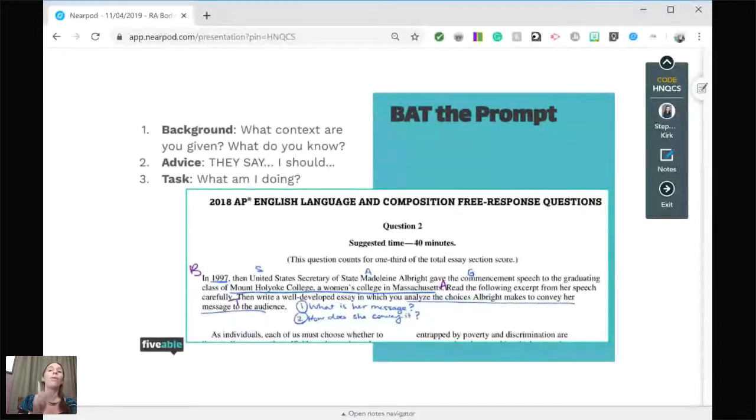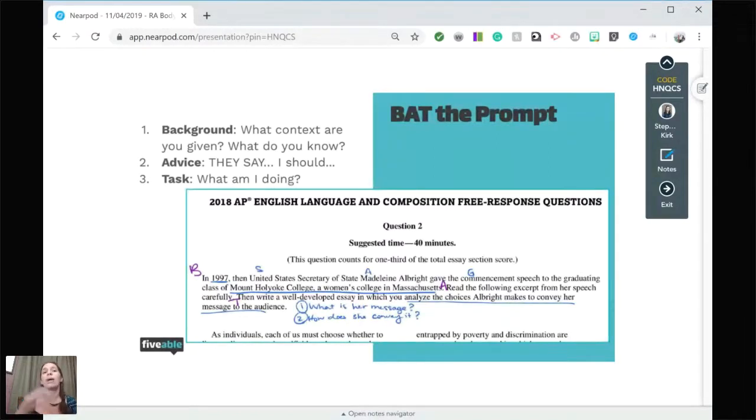So number one, BAT the prompt. BAT means background, advice, and task. So here you can see this student has really gone through and analyzed what am I being asked. Now, the great thing about BATting the prompt is you'll note down at the bottom, number one, what is her message? And number two, how does she convey it?